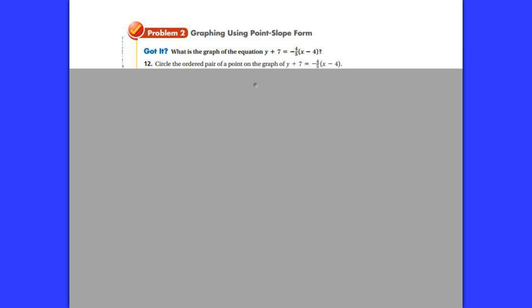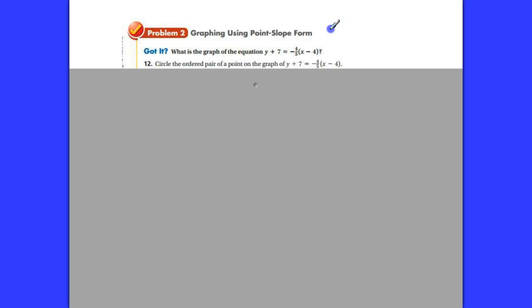This chapter is very technical, and it's complicated, and it takes some work if you're going to do well in it, and I hope you do. This says, what is the graph of the equation y plus 7 equals negative 4/5 times x minus 4?